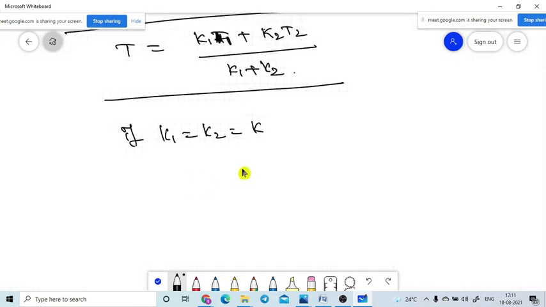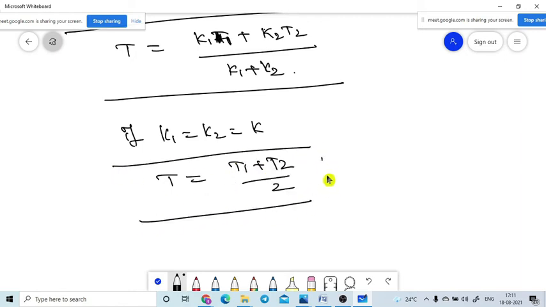So K also means we just substitute: K plus K is equal to 2K. K is a common term, so the K will cancel, and that is equal to T1 plus T2 divided by 2. This is the condition. So we can use this one if we need to in the problem solving method.